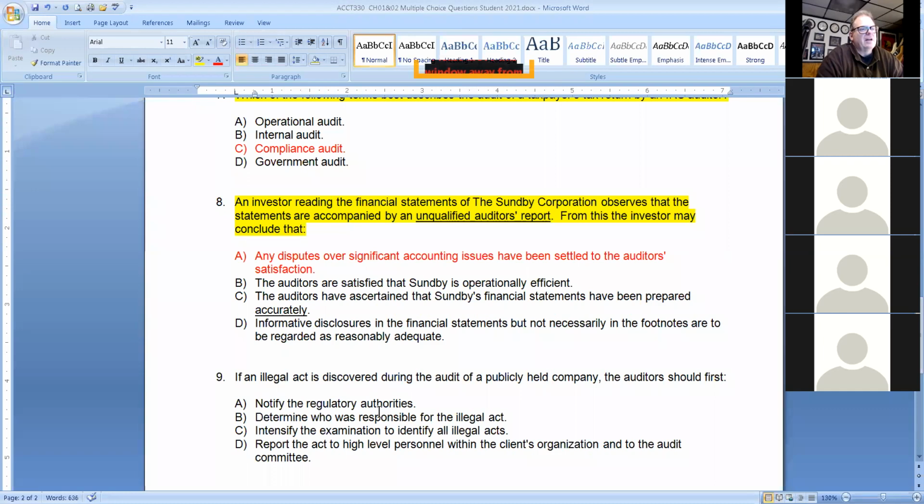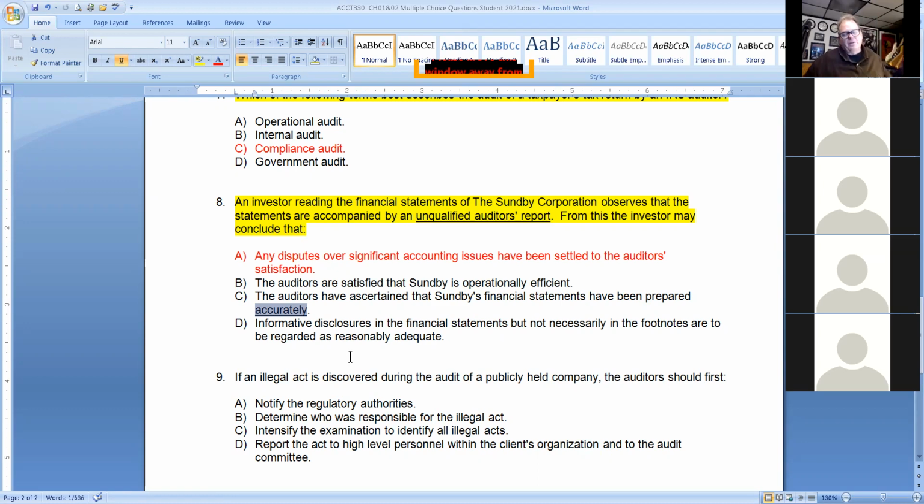Any disputes over significant accounting issues have been settled. This is one of those questions where you're looking for the best answer. The company may be inefficient, but that's not our responsibility. That's for the investors to figure out. We generally do not use the term accurately. The only time we use it is for an individual transaction, where there is the assertion that it's accurate. But that's only at the transaction level. We don't say that the financial statements are accurate. We never give that type of assurance.